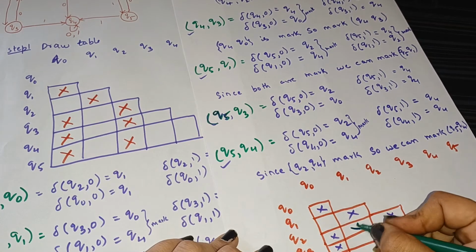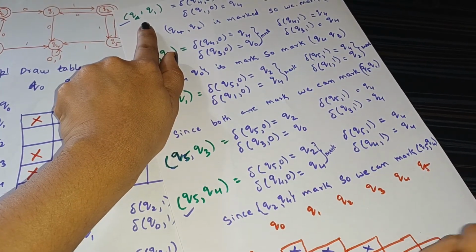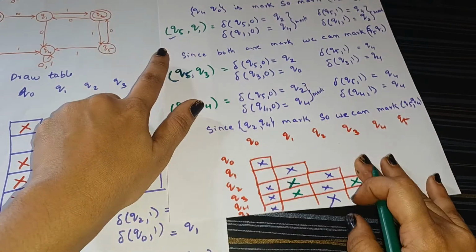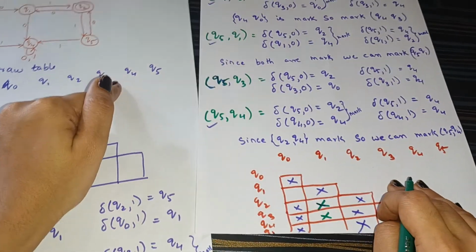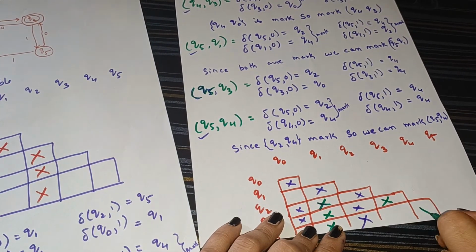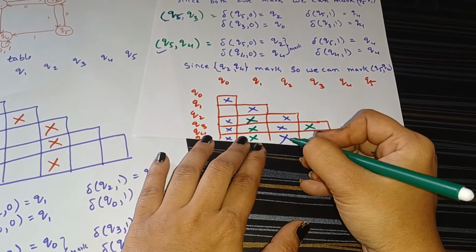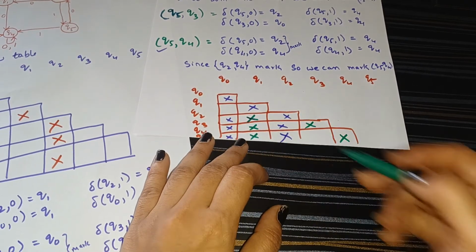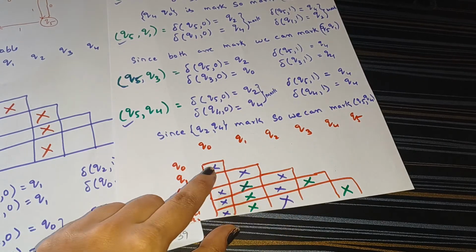So Q3, Q1 is marked. Later Q4, Q1 is marked. And Q4, Q3 is marked. And then Q5, Q1 and Q5, Q4 are marked. So these things all are marked. Even if I do the next iteration, this will be unmarked itself.